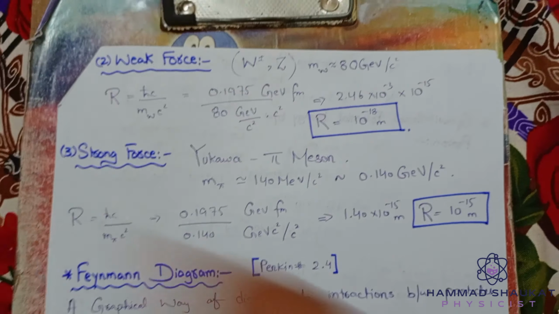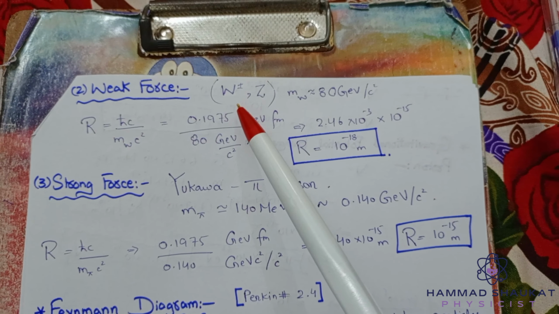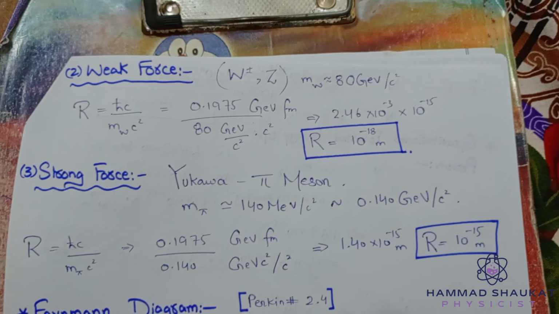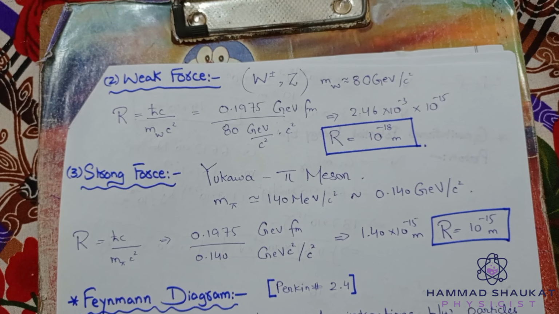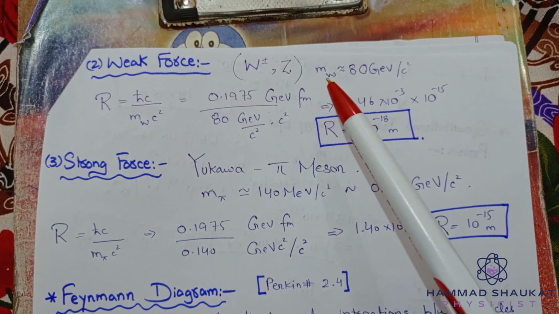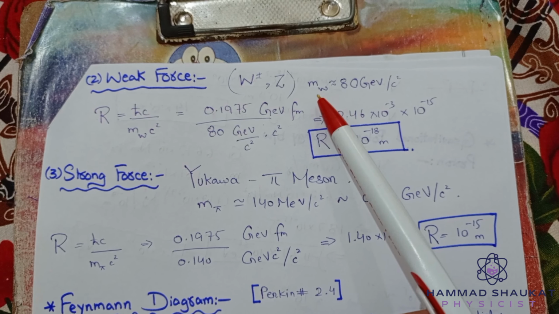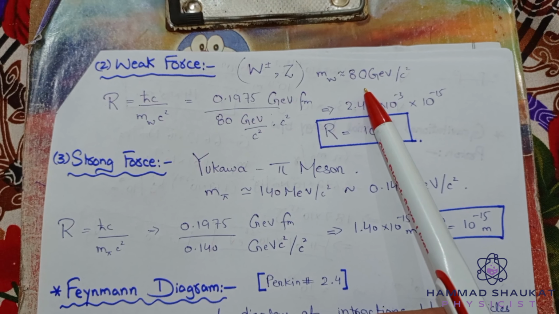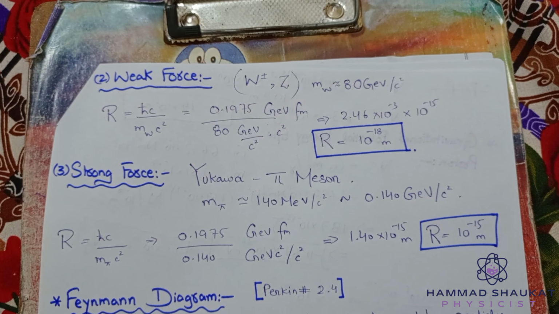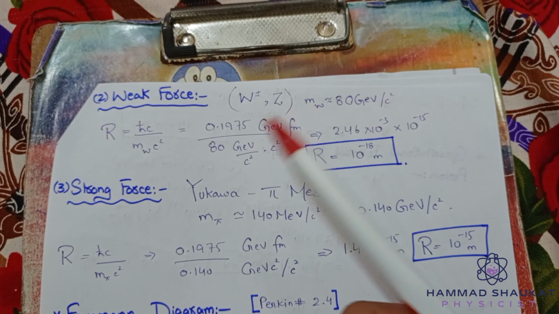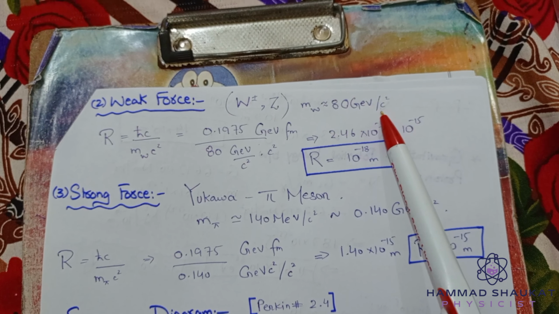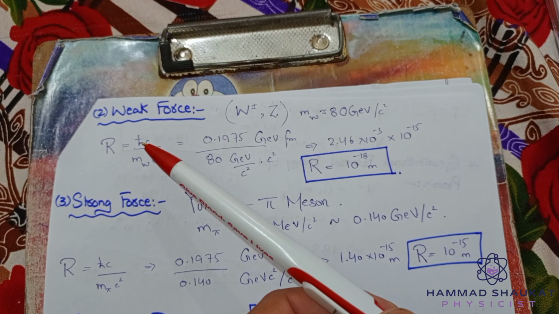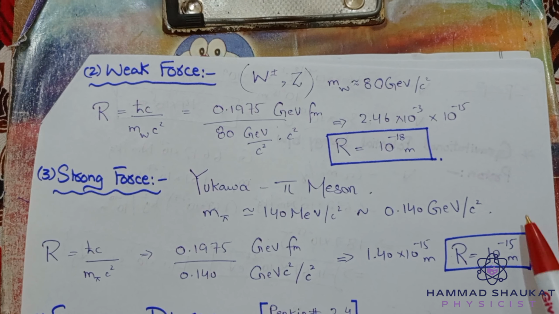Okay, let's move towards the next force, the weak force. So let us first discuss the weak force. There are two weak force carriers, W plus minus and Z naught. These two are due to weak interaction. You must know the calculated masses of these: this is nearly 80 gigaelectron volts for W, and for Z it is roughly 90 gigaelectron volts. Now if you want to find the range, you just have to put the value of mass here. Because the units of mass are gigaelectron volts per c square, we also use the value of h cut c in gigaelectron volt units.